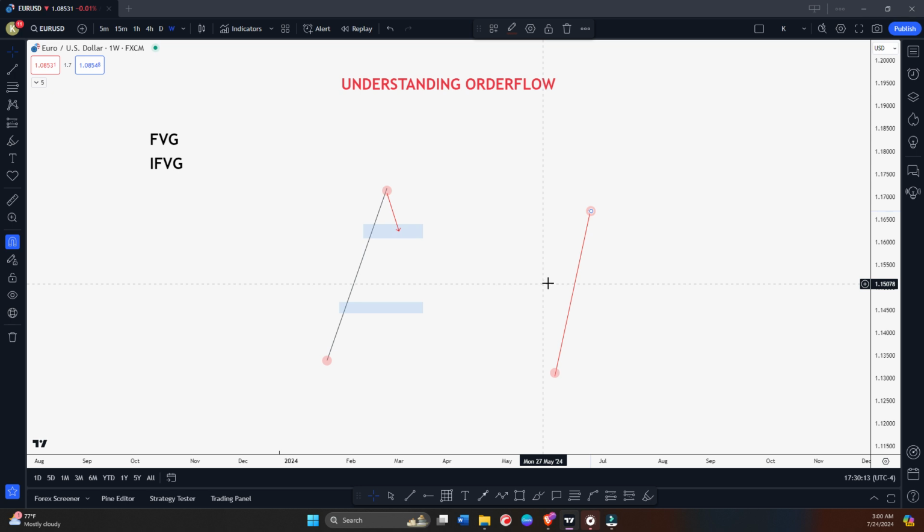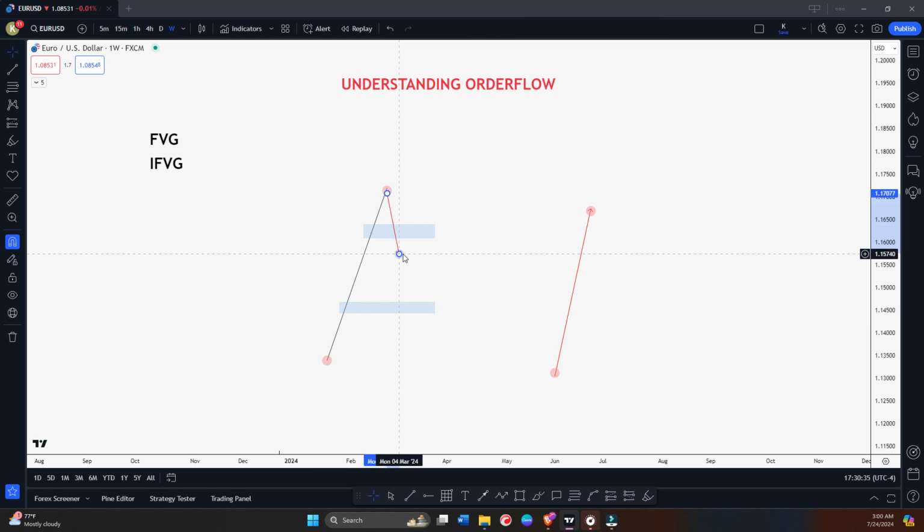What do I mean by defense level? So here you can see we have this first fair value gap as a first line of defense, right? So you can see this is the first fair value gap. So this is our first line of defense. And let's say we have here a second fair value gap. So this is going to be our last line of defense basically, right? So we have two defense areas from where the market can hold.